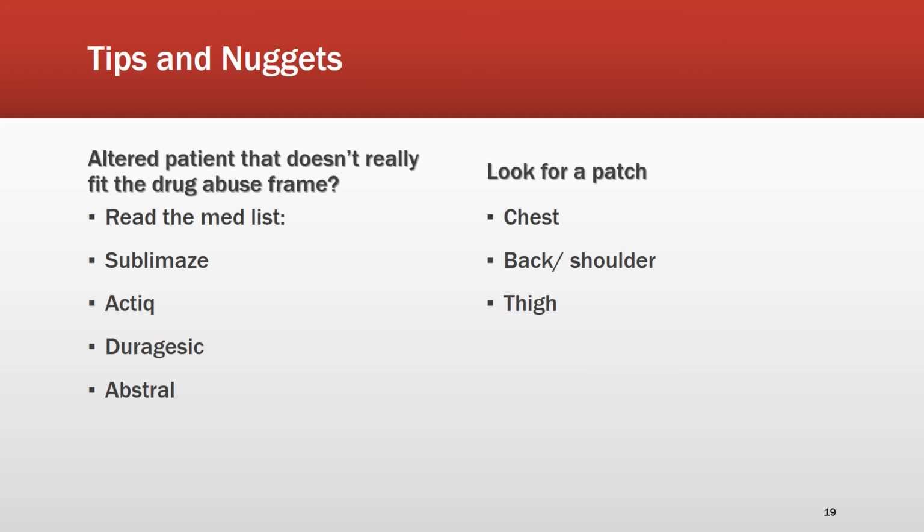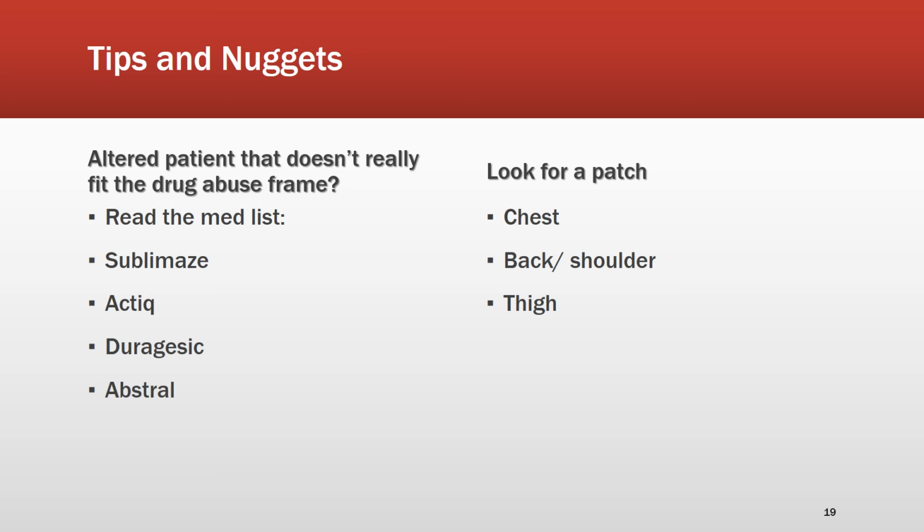Actiq, which is the lollipop form of fentanyl. You have some Duragesics, which are the patches, and Abstral, which is a sublingual administration. A lot of the hospice care, the cancer patients are going home with scripts for fentanyl, and so some of these might show up. Keep that in mind.